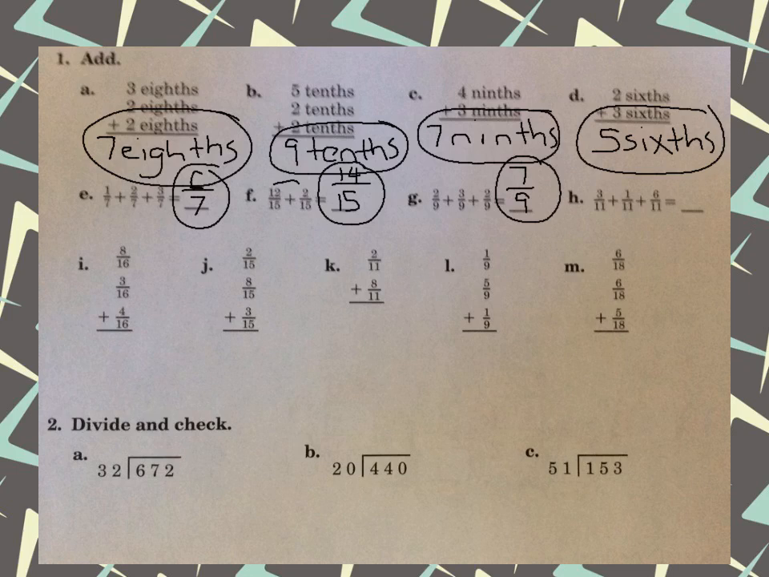And in H, we have a denominator of 11. Let's add up our top numbers. 3 plus 1 is 4, plus 6 is 10. 10 elevenths.